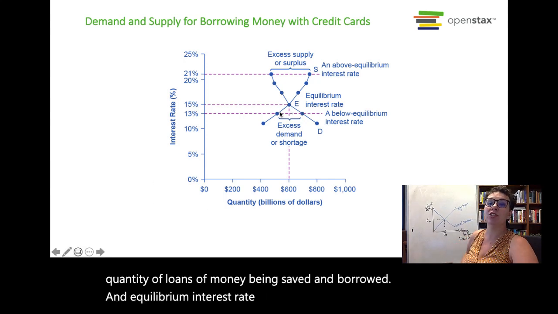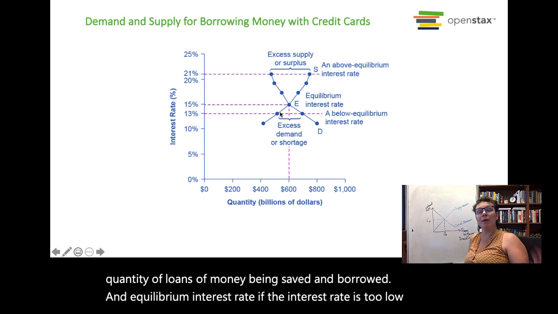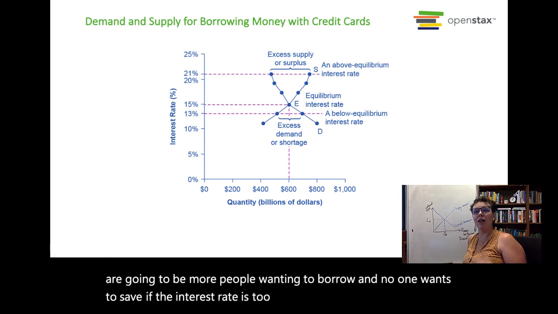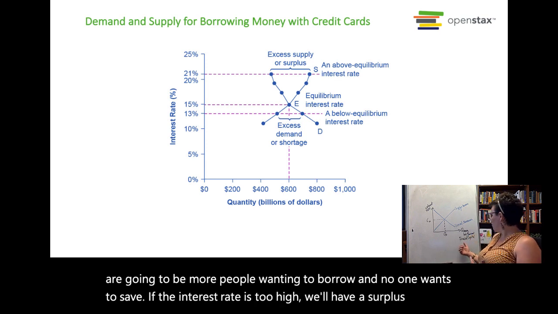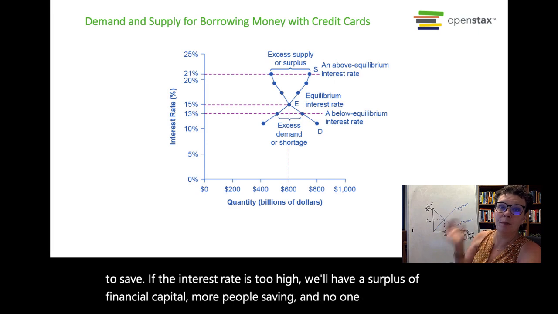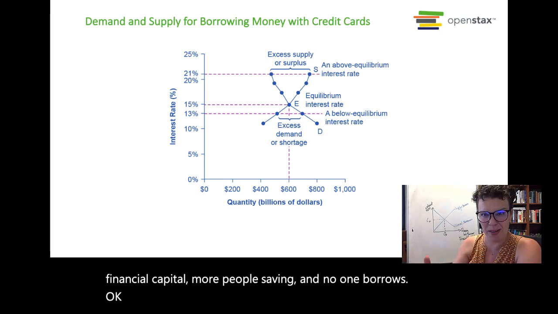If the interest rate is too low, there are going to be more people wanting to borrow and no one wants to save. If the interest rate is too high, we'll have a surplus of financial capital, more people saving and no one borrowing. Okay? Straightforward, hopefully. Kind of makes sense? Cool.